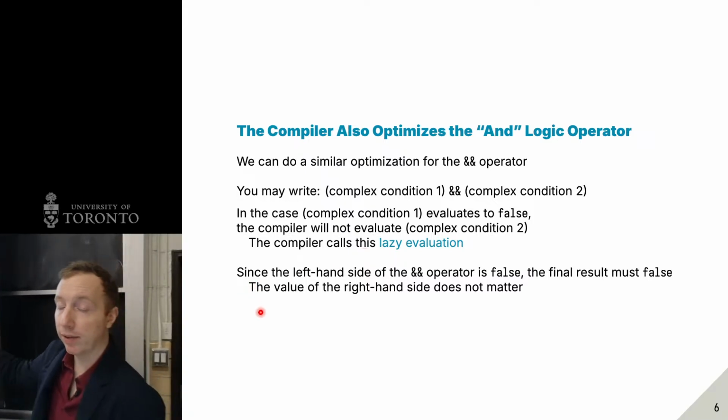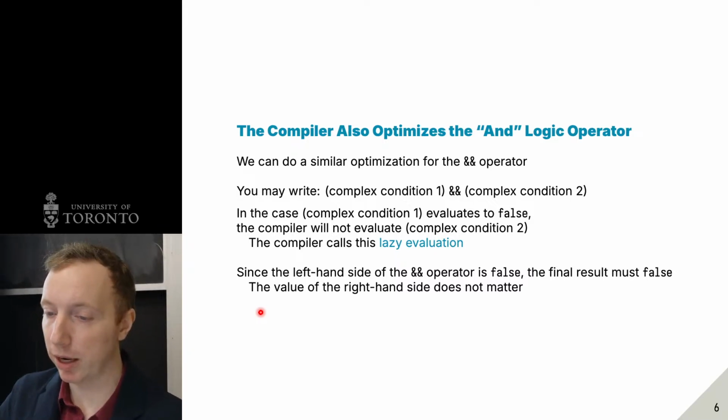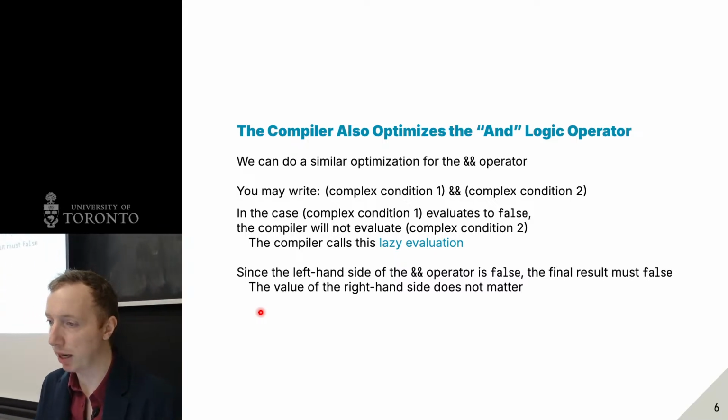So again, since the left-hand side of the and is false, the result must be false no matter what. So the value of the right-hand side doesn't matter, so why bother?